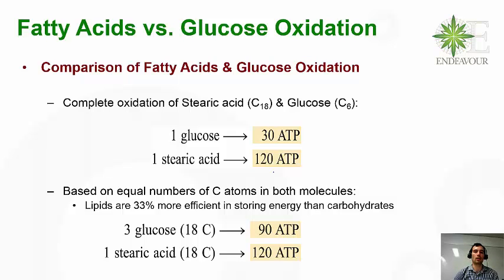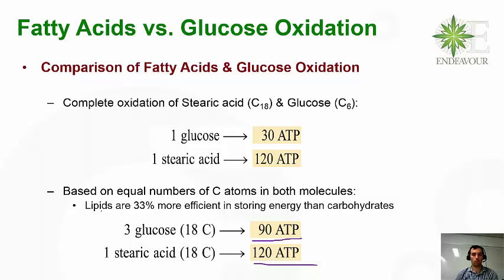It's not quite as simple as that though, because the glucose has only a third as many carbons. So let's try and work out how many ATP we're getting from each of these sources per carbon. So if we multiply our glucose by 3, now we've got the equivalent of 1 stearic acid, because there's 18 carbons in 3 glucose. So we also multiply the number of ATP by 3, so we've now got 90 ATP. So from 18 carbons of glucose we get 90 ATP, whereas from 18 carbons of the fatty acid, the stearic acid, we're actually generating 120 ATP.